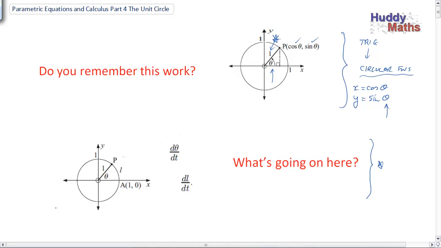Well, look at what's going on here. We're still with the unit circle here, and we've got arc length traced out there. But what's this? d theta by dt and dl by dt. That means you're looking at a rate of change of theta with respect to the variable t and the arc length with respect to the variable t. It looks very much like we're returning to the meaning of the parameter t as time. And we did a bit of that with Bezier, didn't we?